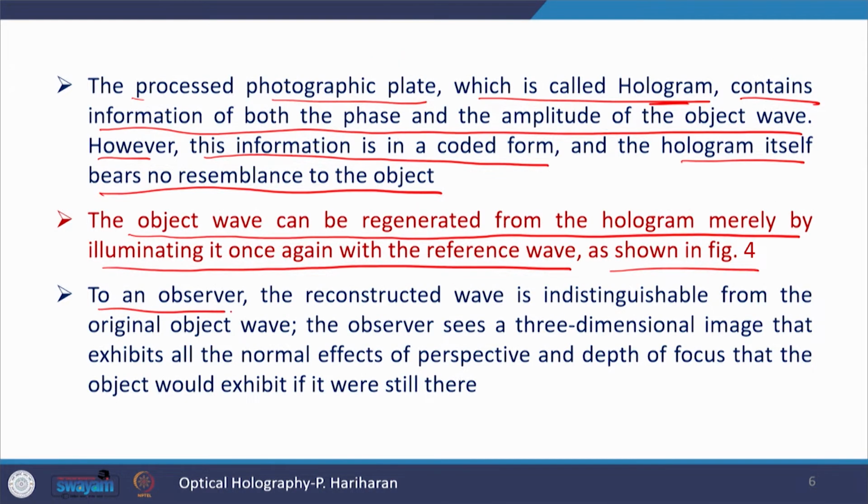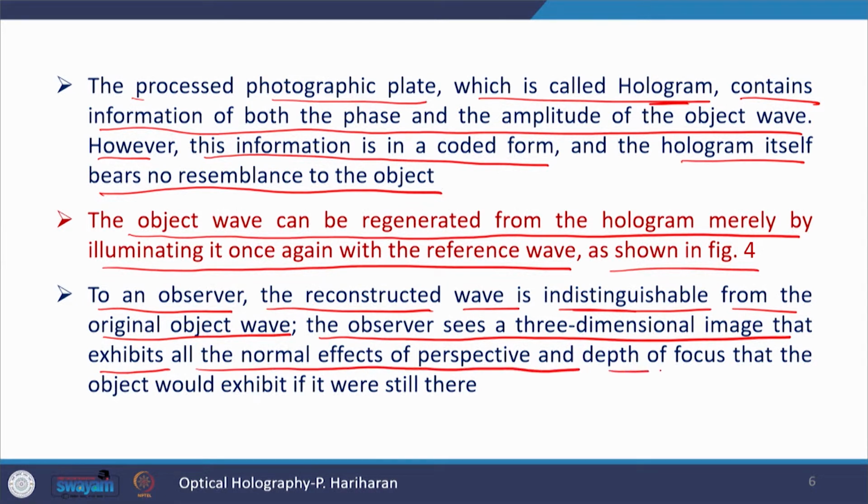Now, to an observer, the reconstructed wave is indistinguishable from the original object wave. The observer sees a 3-dimensional image that exhibits all the normal effects of perspective and depth of focus that the object would exhibit if it were still there. The reconstructed image of the object would completely resemble the original object, and it would be in 3D form. It would have the perception of depth, and all the normal effects of perspective and depth of focus. Now, this is the beauty of holography.